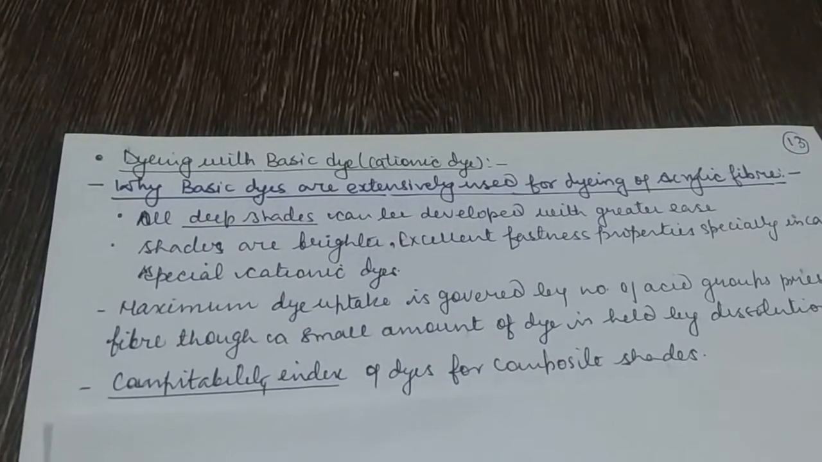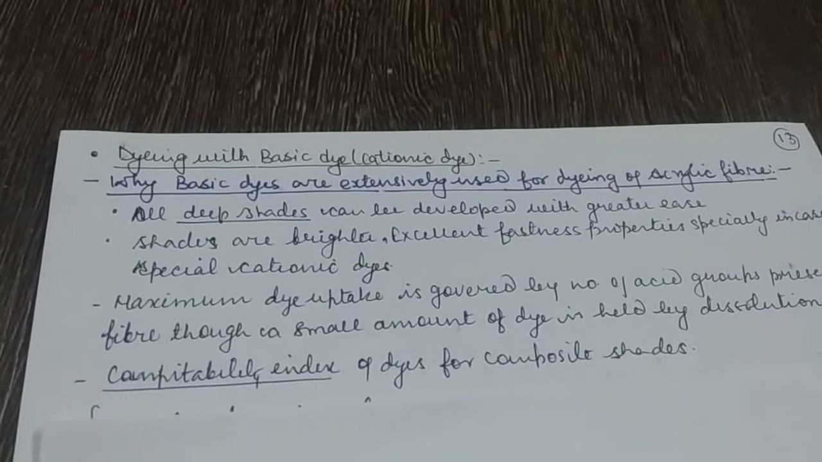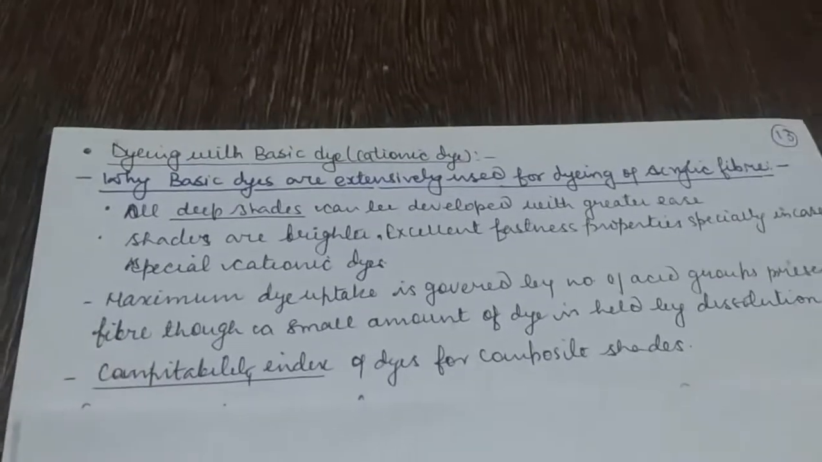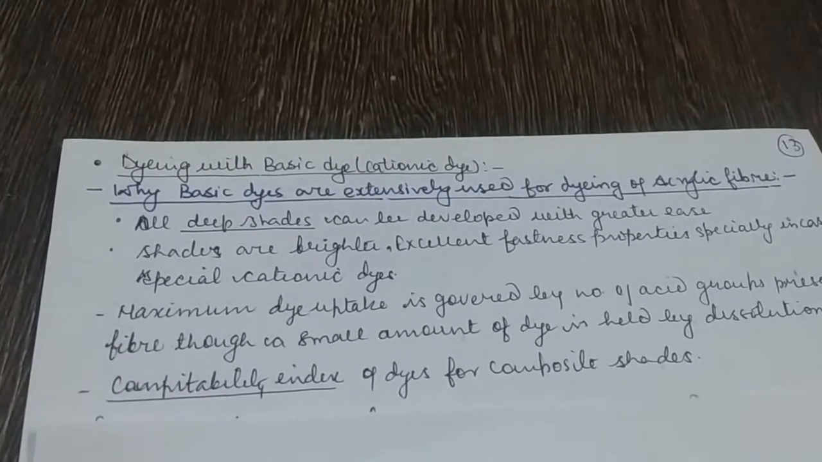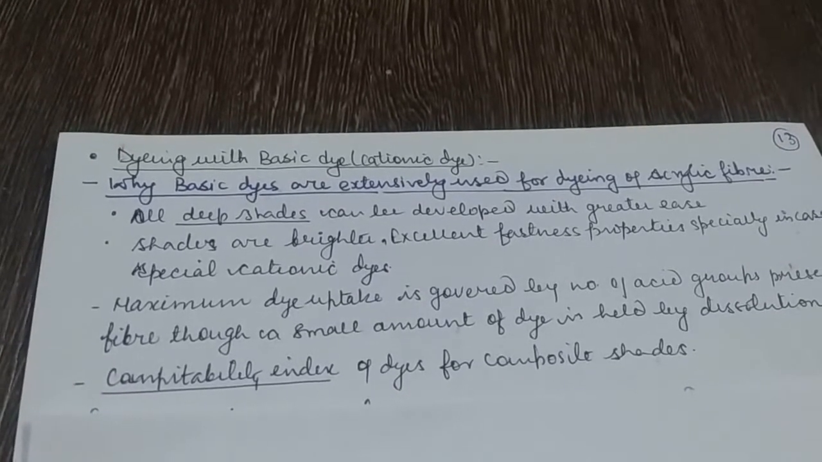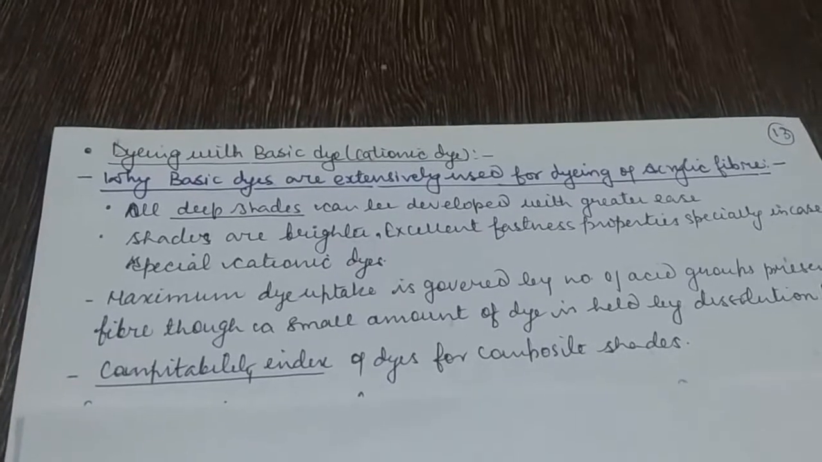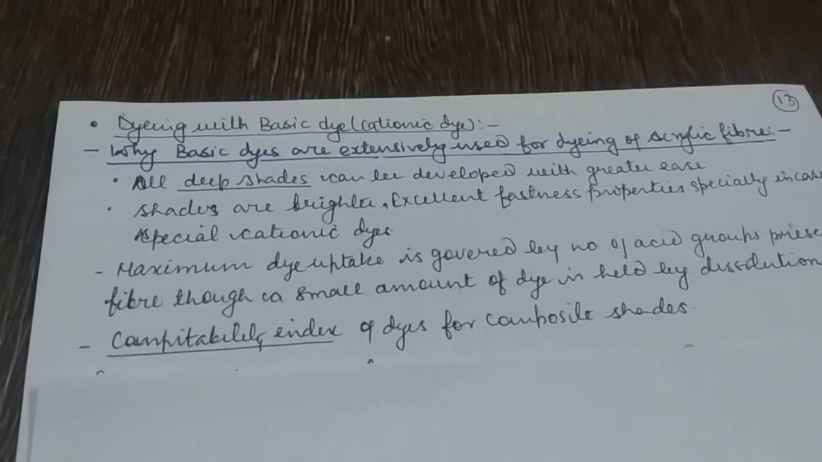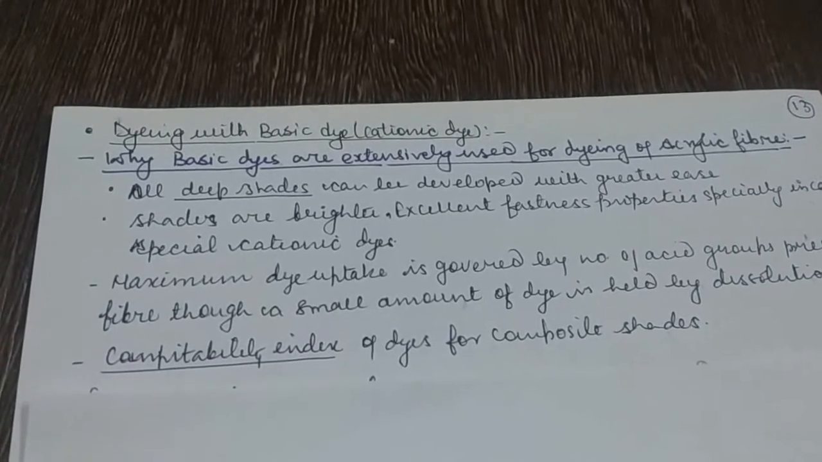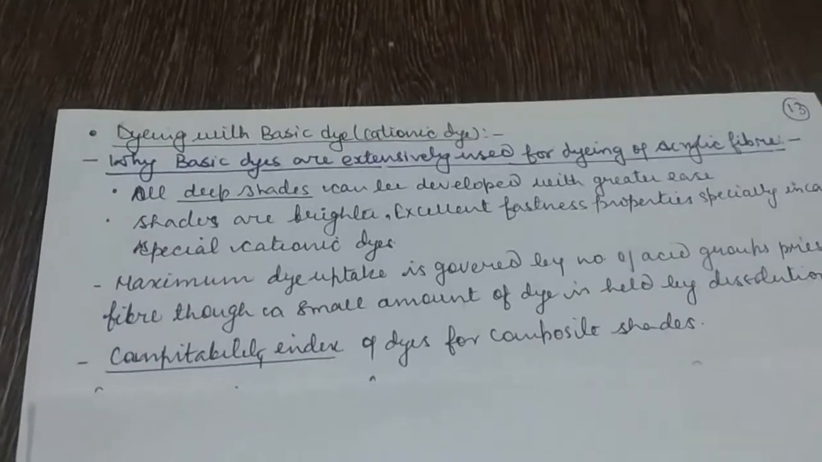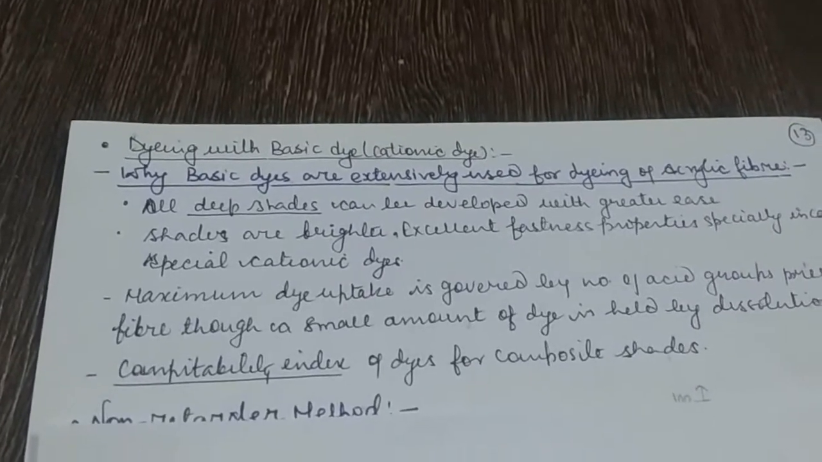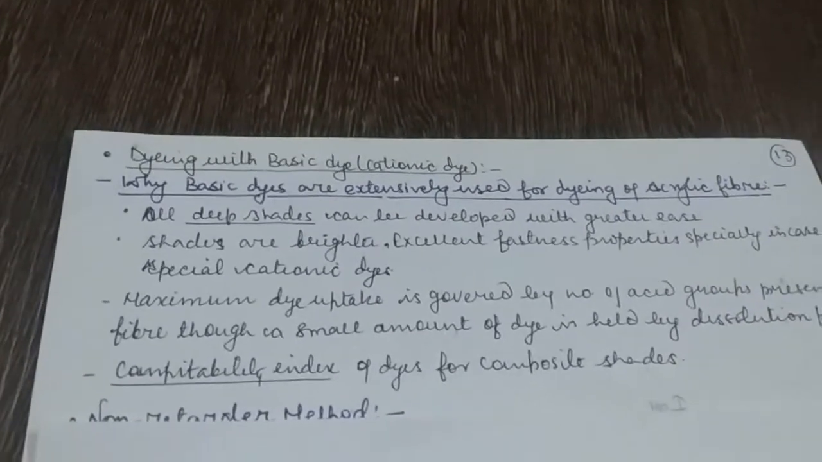The compatibility index of dyes for a composite shade is very important. Compatibility index means how suitable the dyes are to produce a composite shade, that is, to produce one shade. When a number of dyes are mixed in a dye bath, these dyes must have compatibility with each other, which can be measured by the compatibility index. Basic dyes have a good compatibility index.